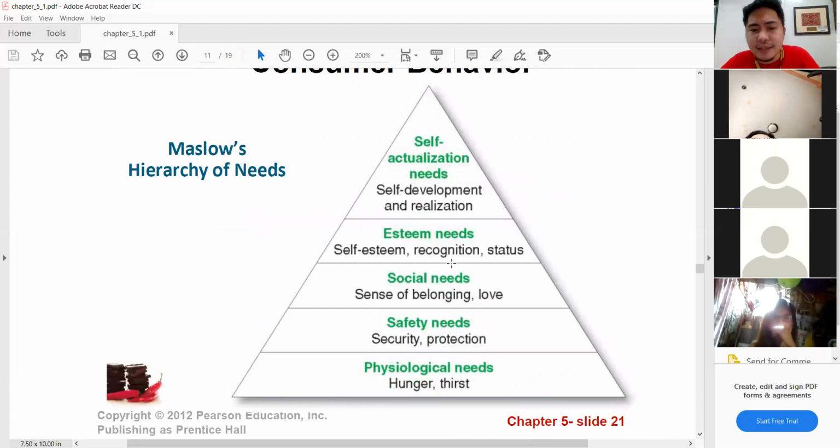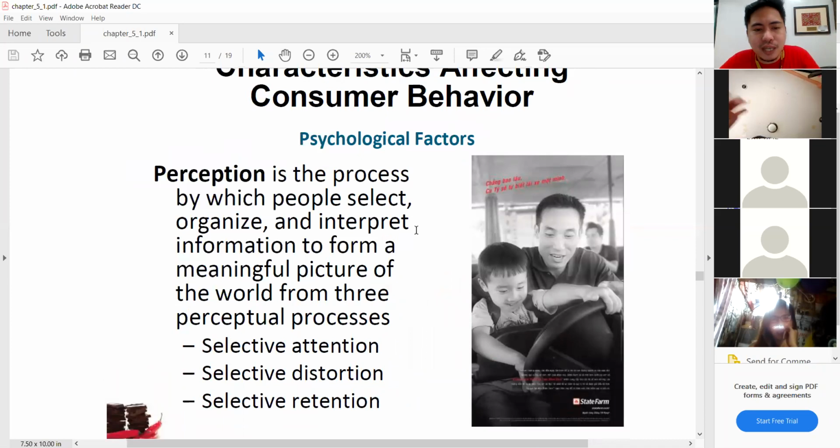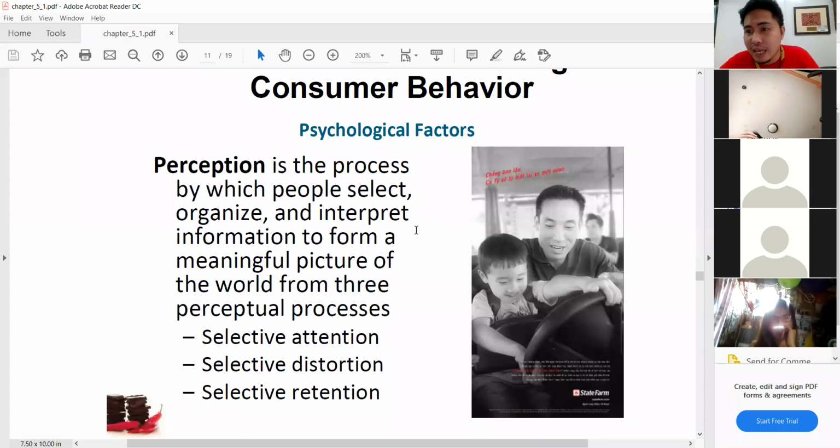So we have 5 levels. Now we start with the bottom one, which is the most important one to be satisfied first, and ends with self-actualization. So self-actualization is on top of the pyramid and is only achieved when you satisfied the first 4 foundations of the pyramid. So here's a definition of perception. So sometimes we do have selective attention, selective distortion, and selective retention. So I'll be asking this question in the academic prompt as well. So might as well, you need to research these terms in advance.